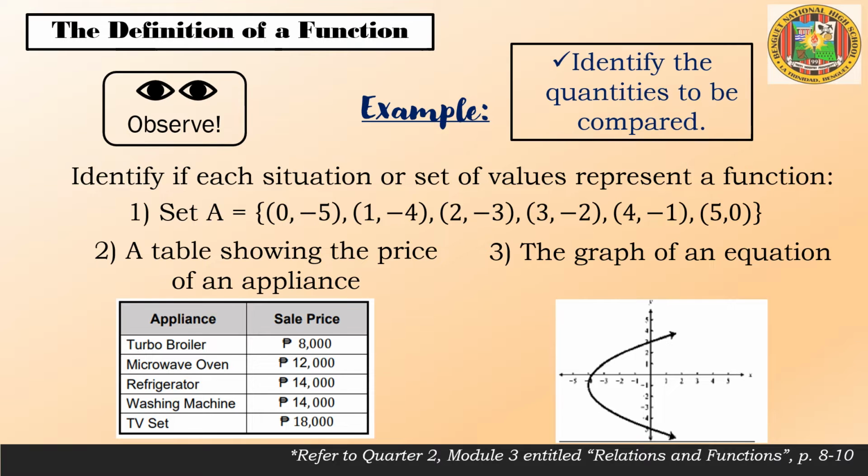In set A, we have a set of ordered pairs with values for x and y. Set B is a table that compares prices to the appliance. The third set is a graph of an equation. Observe that this graph is not a straight line but a curve, or what we call a parabola.